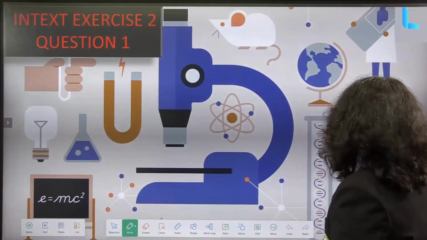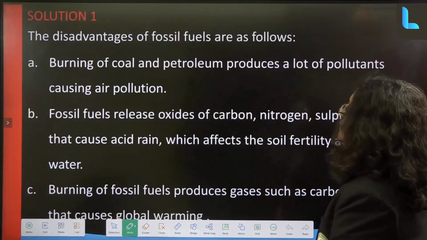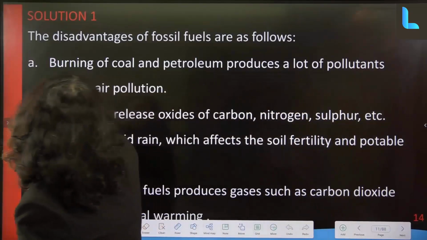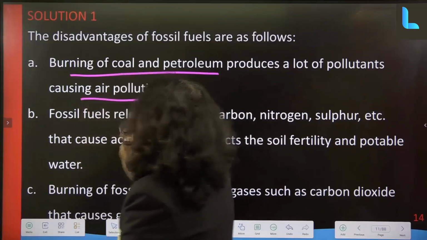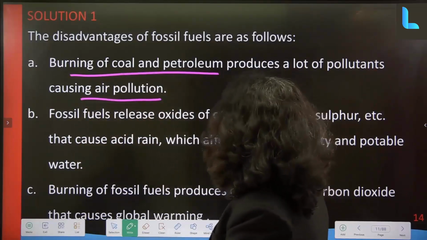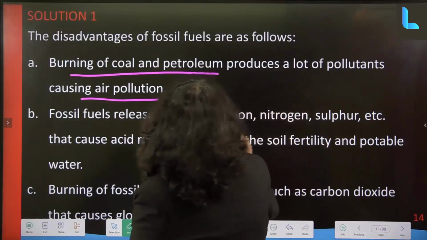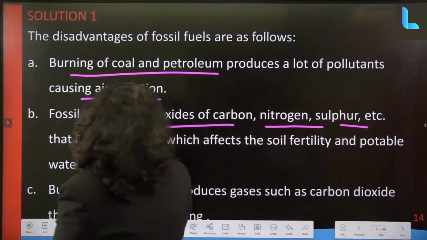Next we will see what are the disadvantages of fossil fuels. Burning of coal and petroleum produces a lot of pollutants causing air pollution. Second, fossil fuels release oxides of carbon. They release oxides of nitrogen and sulfur that cause acid rain.